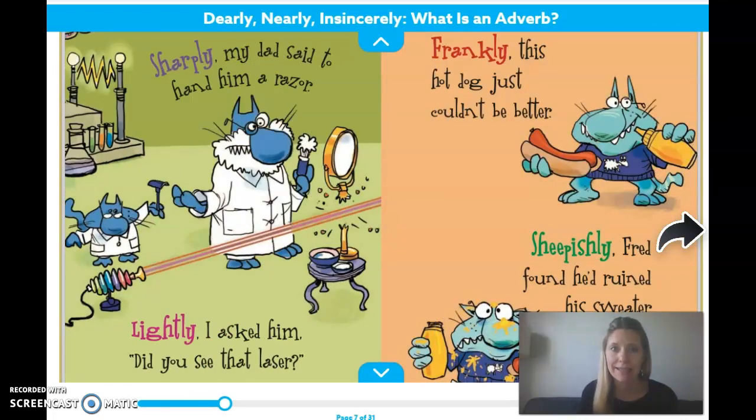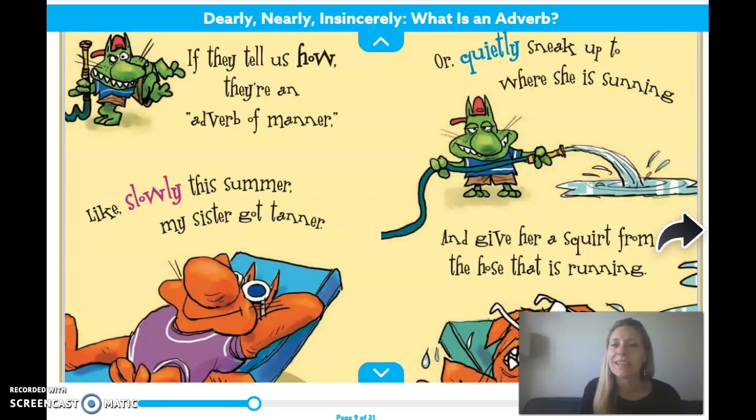Sharply, my dad said to hand him a razor. Lightly, I asked him, did you see that laser? Frankly, this hot dog just couldn't be better. Sheepishly, Fred found he'd ruined his sweater. If they tell us how, they're an adverb of manner. Like slowly, this summer, my sister got tanner. Or quietly sneak up to where she is sunning and give her a squirt from the hose that is running.